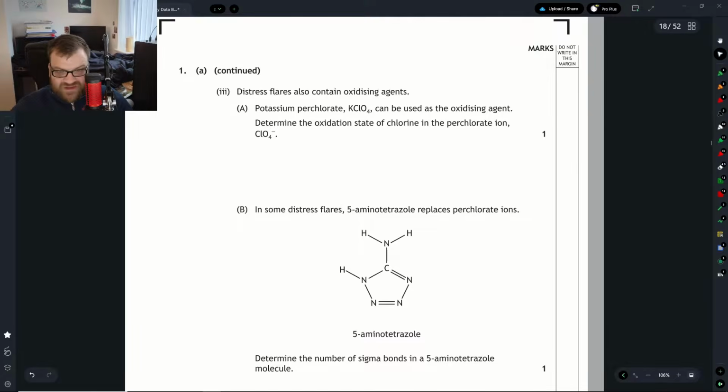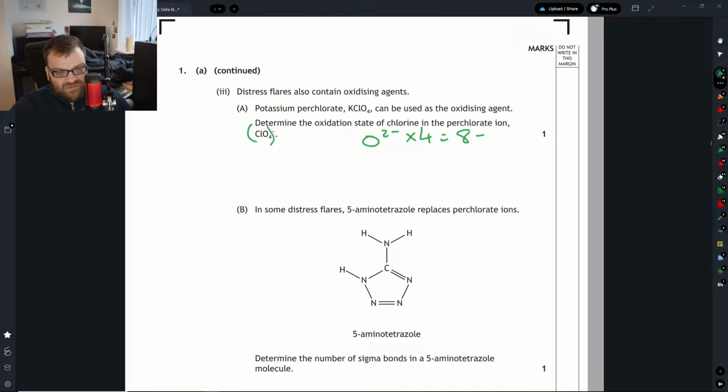Next up, we're asked to determine the oxidation state of the chlorine. We've got 4 options on them. So how I would do this is, we've got oxygen. Oxygen would typically be 2 negative, but we've got 4 of them. That gives you 8 negative. Overall, we've got a 1 negative charge. So 7 positives must be required to cancel down the 8 negative from the oxygens to leave you with 1 negative overall. So our chlorine has to be oxidation state of 7 or plus 7 to get us our answer there.